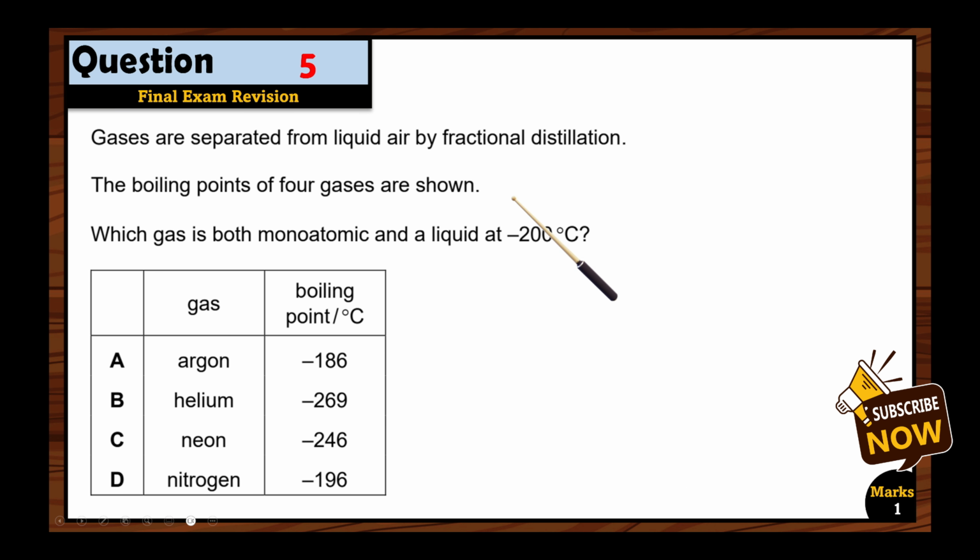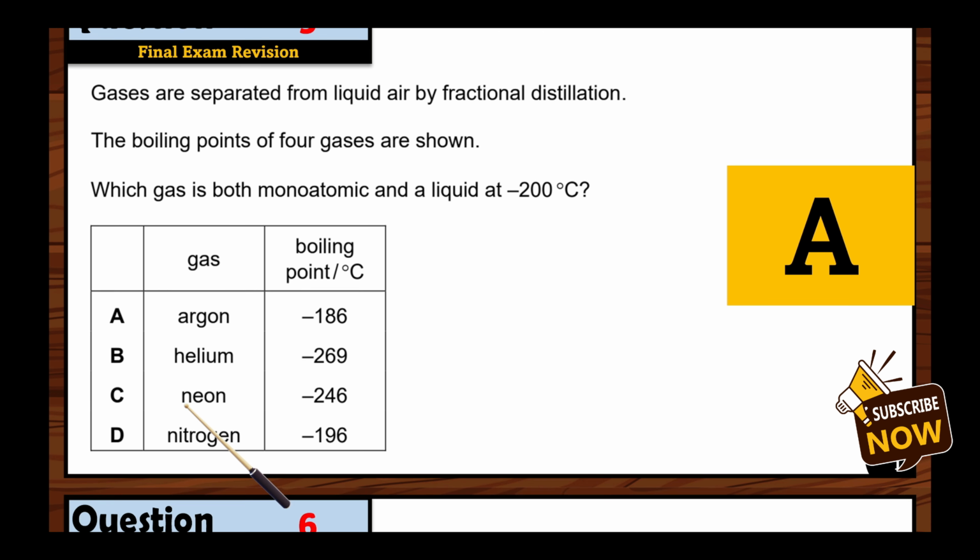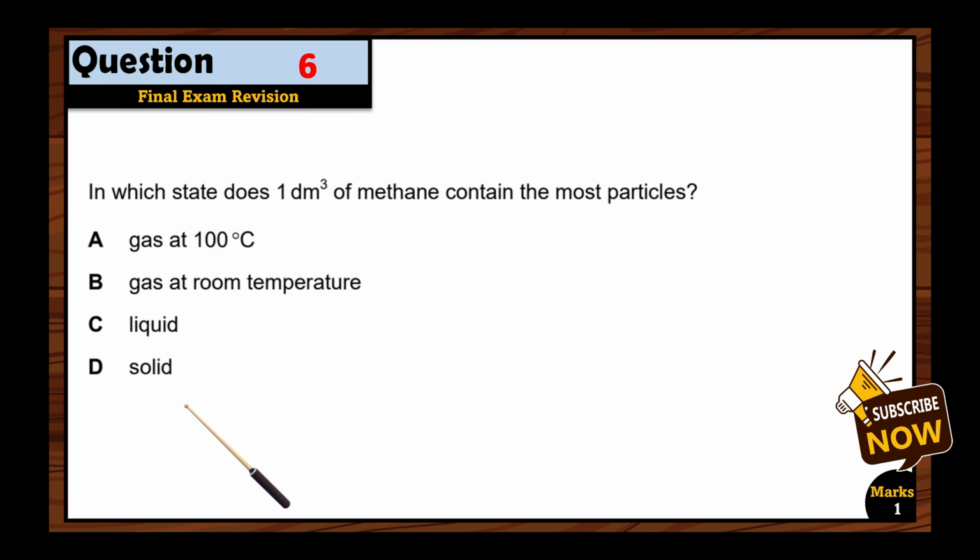A, B, C: if we see -200, it means it's liquid at minus 200, right? So the boiling point should be greater than minus 200. If you see in negative terms, minus 186 is greater than minus 200. So it means argon is the right answer, right? Option A.